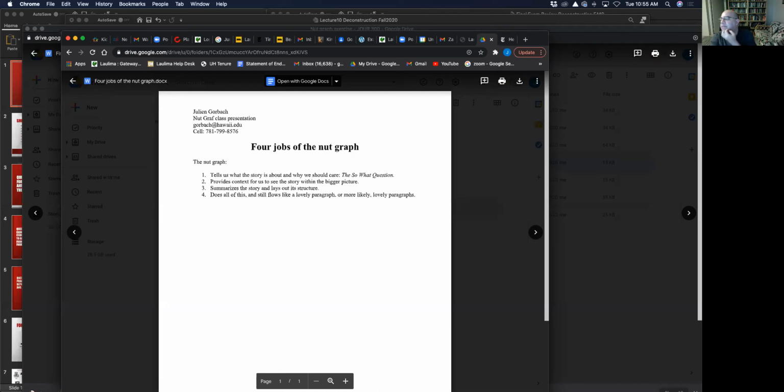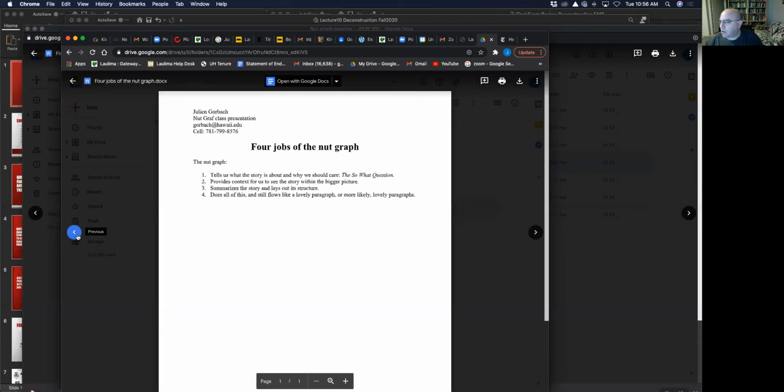A lot of times when I used to write features, I would spend more time putting the nut graph together than I would writing the whole rest of the story, because once I figured out what my nut graph is, I could easily fit all the rest of the pieces together. But getting the nut graph organized and written is the hardest part.